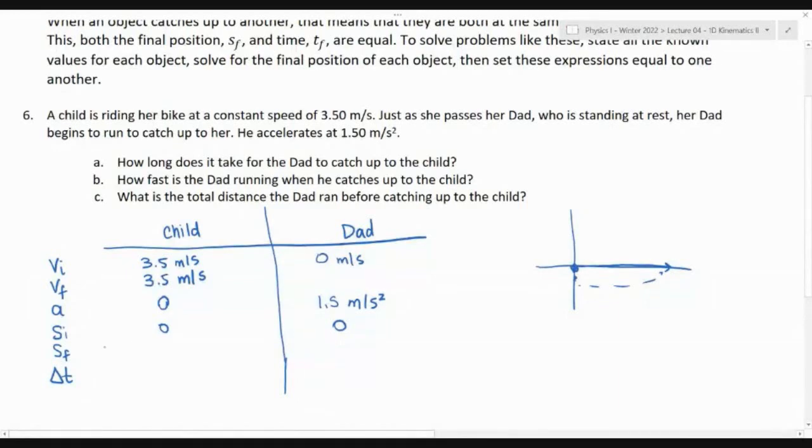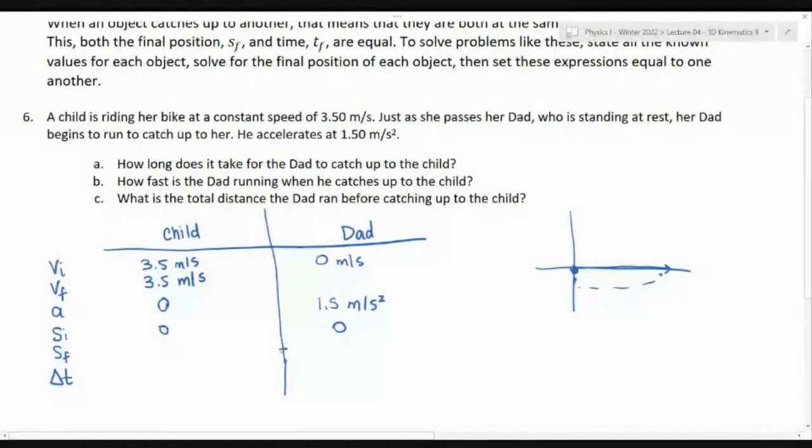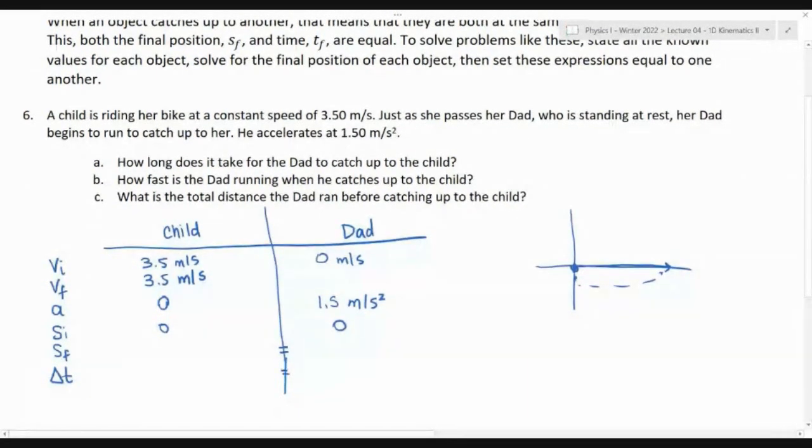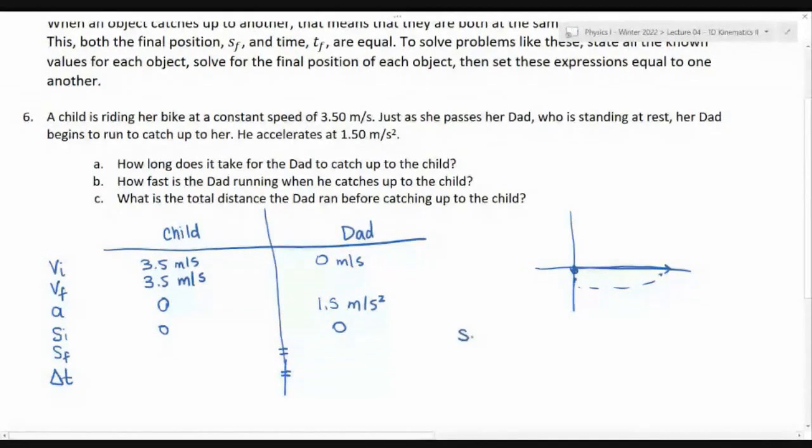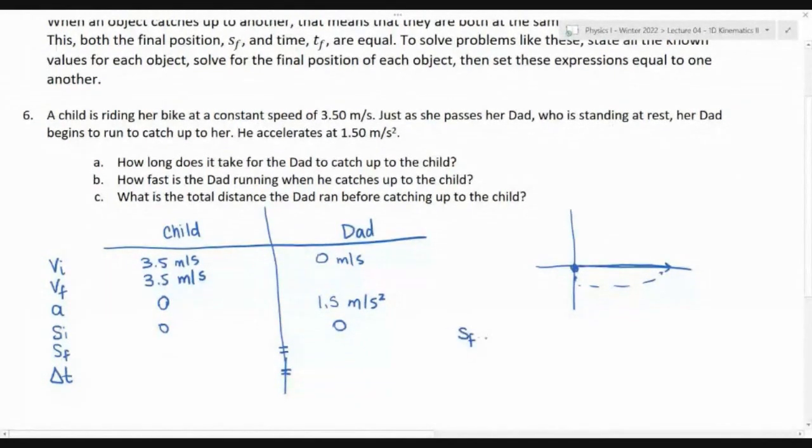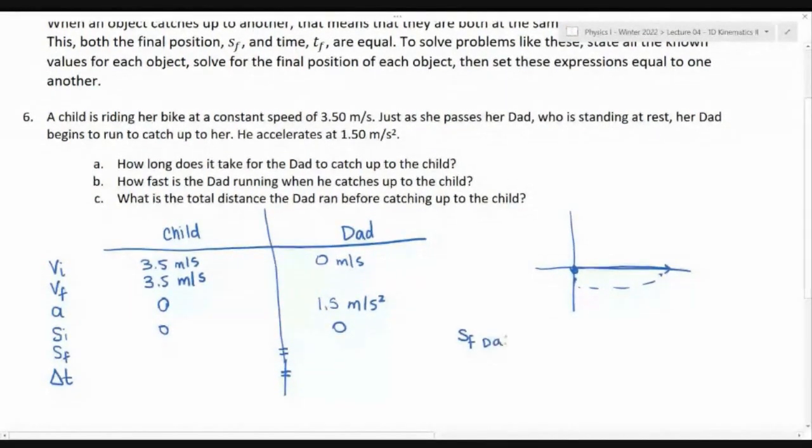Well, if he catches up to her, then that means that they have the same final position at the same time. So I'm putting equal signs here to show that those positions and those times are the same. So if we look at a kinematic equation, SF, the same position for the dad would equal the final position for the child.